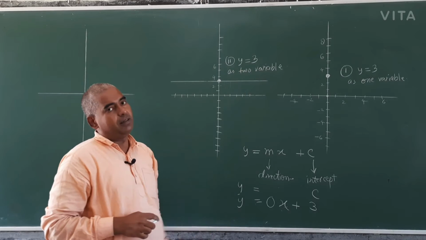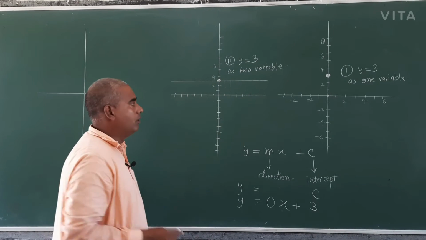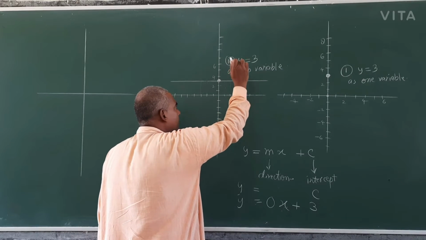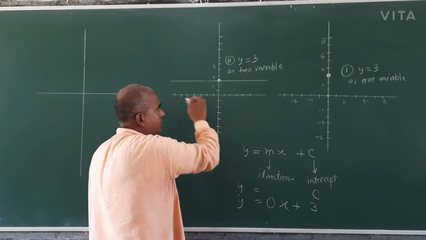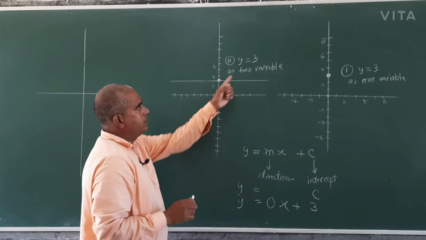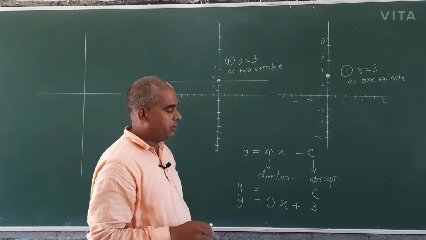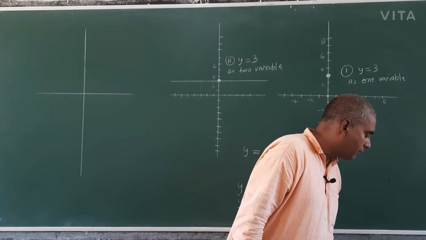It's a two variable. Two variable means you are getting a line. Whatever be the value of x, it doesn't depend, only one value is there, y is equal to 3. So this is the line. This is in the two variable, and this is in the one variable, y is equal to 3. The question is over. First number question.